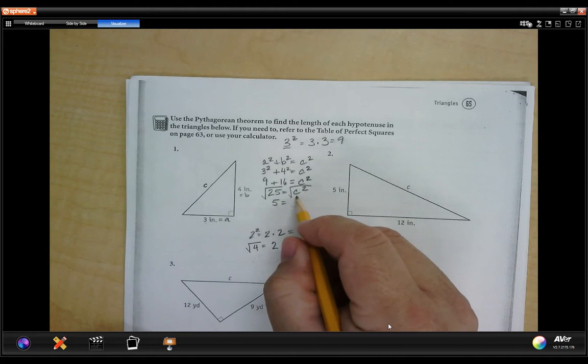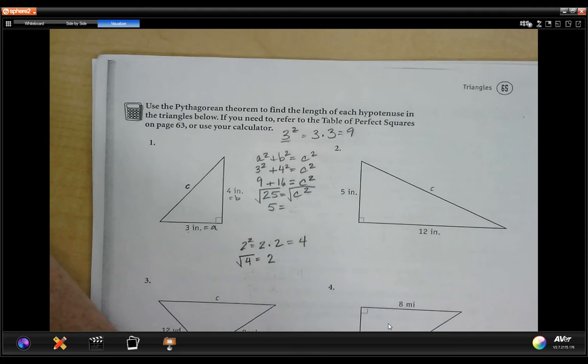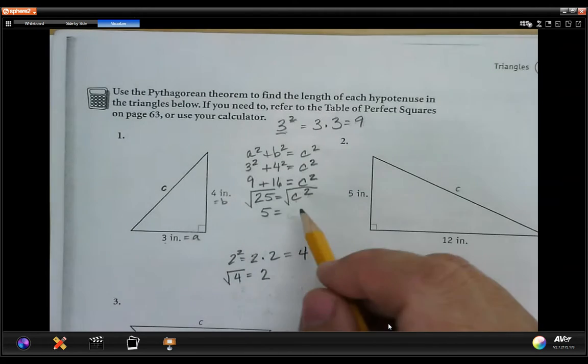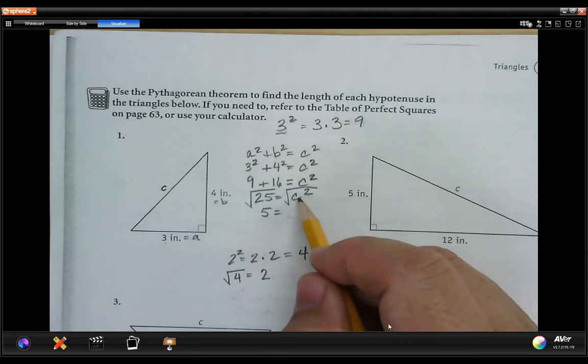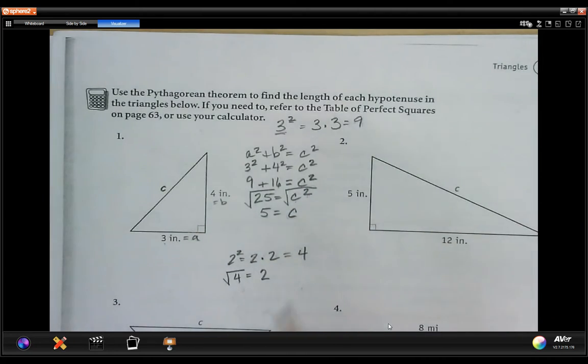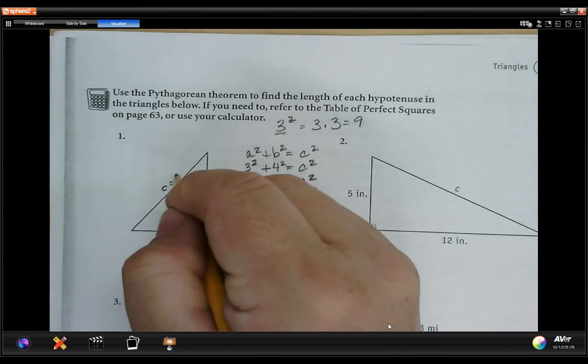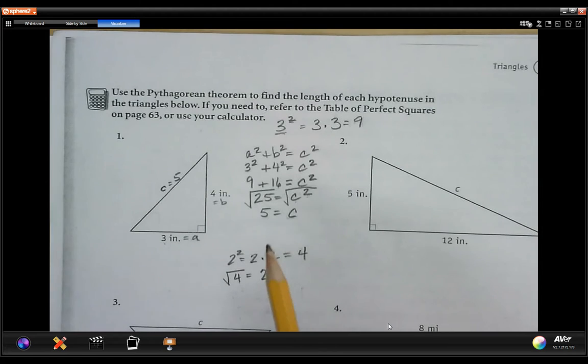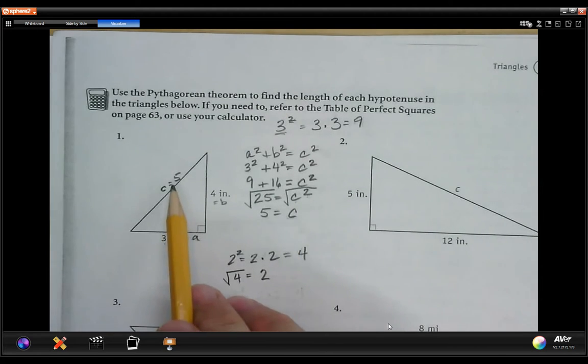And what happens over here? The whole reason I did this was because I wanted to get rid of this square that was over my C. So now I'm left with just simply C. So C equals 5. So you can see how we use the Pythagorean theorem in order to figure out what this particular side was. Now notice this time we were looking for the hypotenuse.